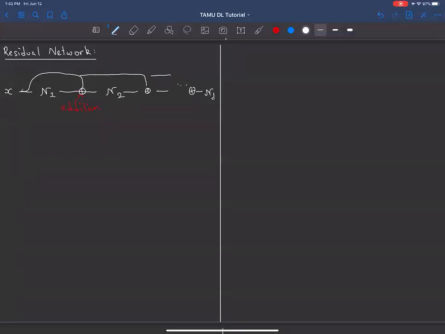Okay, so the formula is just the following: the output is equal to, well, you have X, that's what happens if you skip all the networks. And then you have the first order correction to X, which is computed by going through N1 and then skipping all the networks. And then you have the second order correction to this first order correction, which is N2 applied to the first order correction, plus dot, dot, dot. That's what residual networks look like.